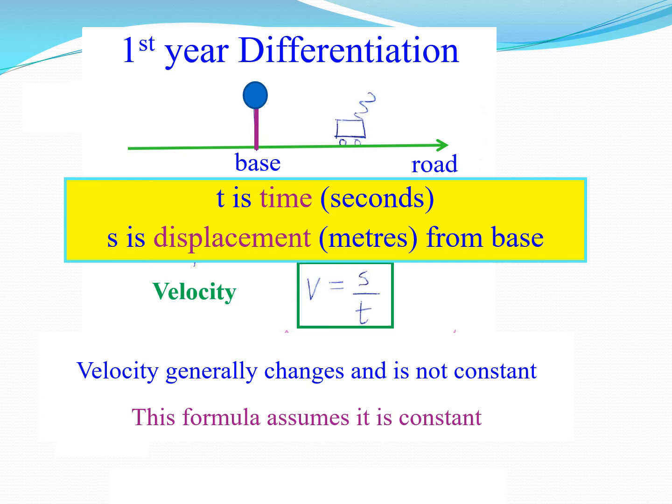So recall from first year, the velocity of a car as it travels along a road is given by S divided by T, where S is the displacement in meters from the base. Displacement corresponds to distance, and displacement also takes into account direction. And T is the time in seconds. So this formula here assumes that the velocity is constant, but as you know, when you're driving along roads or streets, you're constantly changing velocity, so it's not necessarily constant.